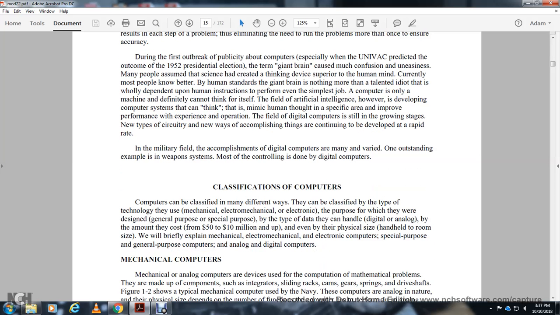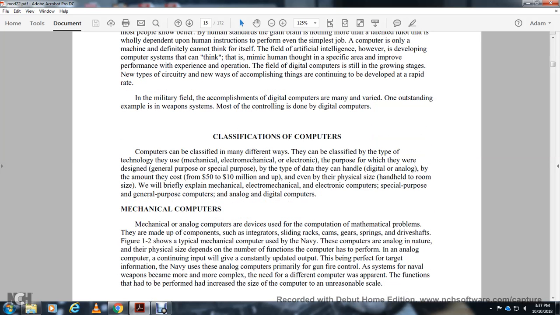Classification of computers. Computers can be classified in many different ways. They can be classified by the type of technology: mechanical, electromechanical, or electronic. They can be classified by purpose: general purpose or special purpose. They can be classified by the type of data that can be handled: analog or digital. They can also be classified by cost, and by physical size, up to room size. We briefly explain mechanical and electronic computers, special purpose and general purpose computers, and analog and digital computers.